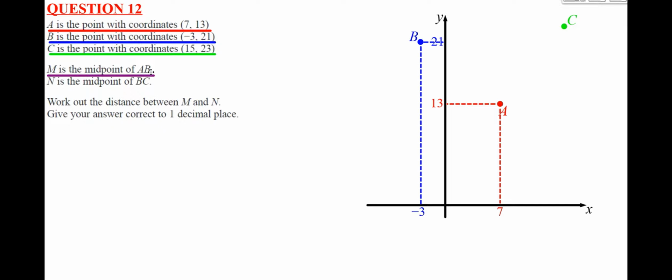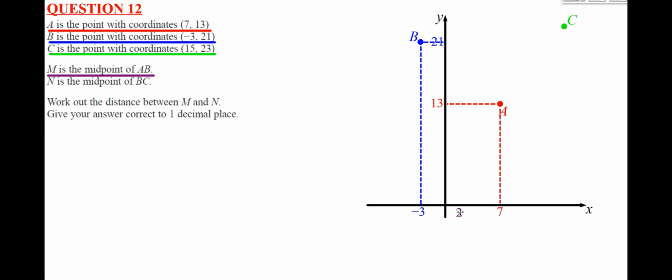So if M is in the middle of A and B, we can work this out together. It's going to be halfway along horizontally between -3, where B is, horizontally, and 7. From -3 to 7, that's a gap of 10. If I halve that gap of 10 units, half of 10 is 5 units. So the midpoint horizontally between A and B will be at 2, because 2 is halfway between -3 and 7. So M will have an x-coordinate of 2.